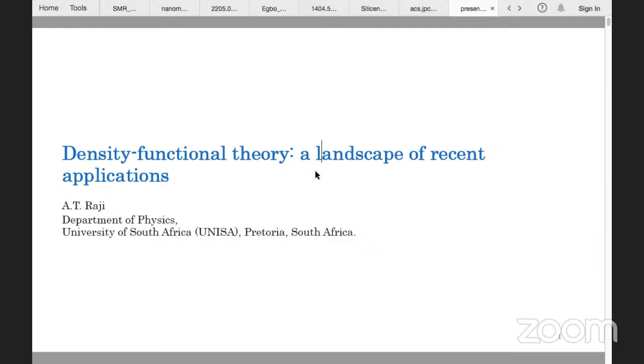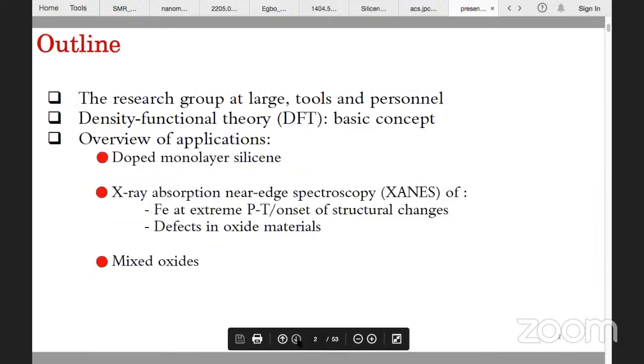I must say that the presentation is not about everything we have been doing, but an indication of what we have been doing, more importantly, what we have done in recent times. So the outline of my talk is quite straightforward. I will give an overview of the research group, the tools we use and the scientists involved, the personnel involved.